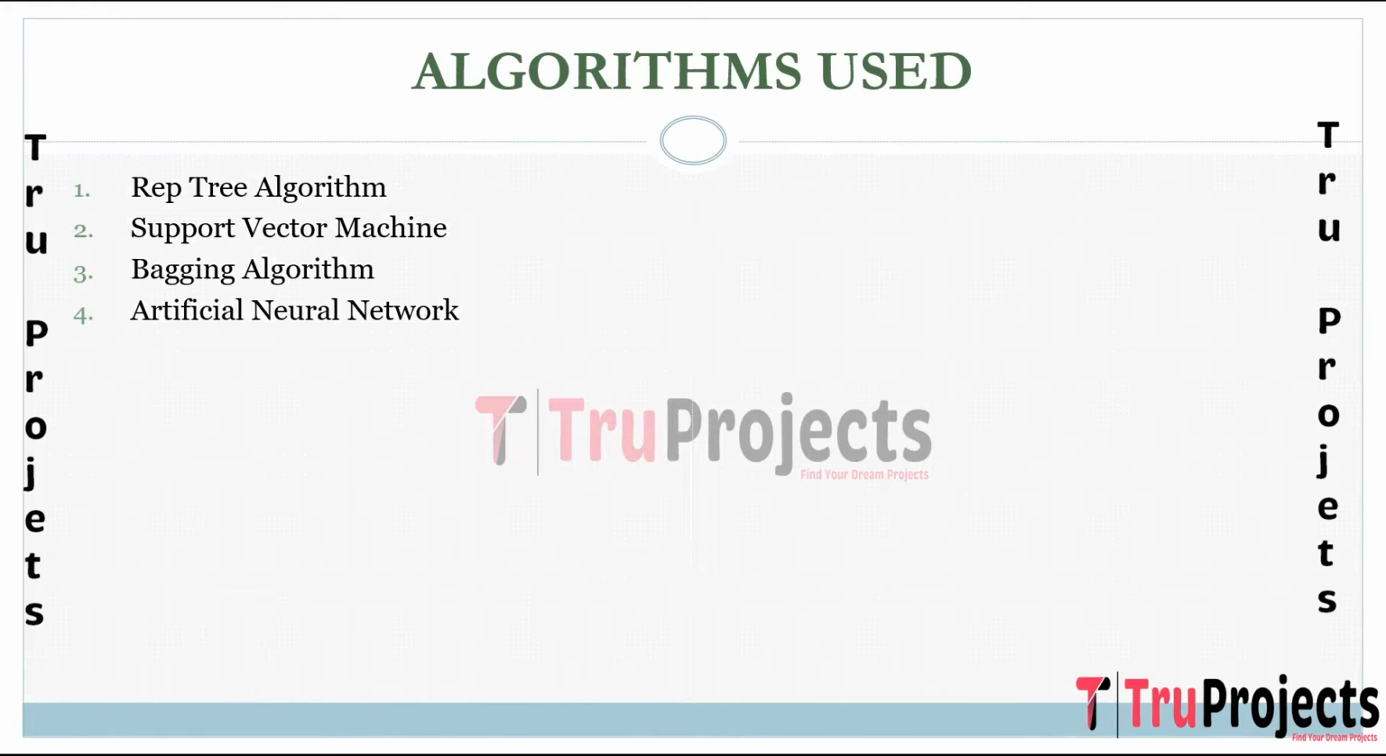ANN, which is Artificial Neural Network. It is a machine learning model inspired by the structure and function of the human brain. It consists of interconnected nodes, which are neurons, organized in layers, including input, hidden, and output layers, allowing it to learn complex patterns and relationships.